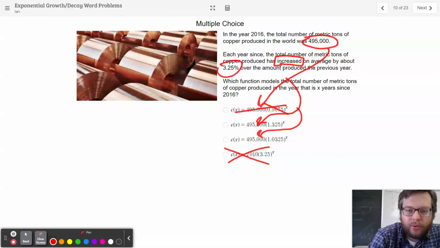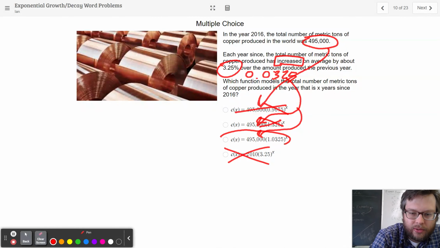By about 3.25. So if I move the decimal, I get 0.0325. And I add that to 1. So it can't be this one. This one doesn't have a 0. It's got to be answer choice 3 right here. That's the correct value.